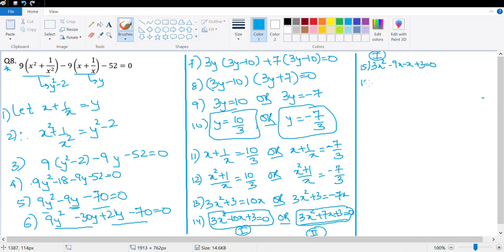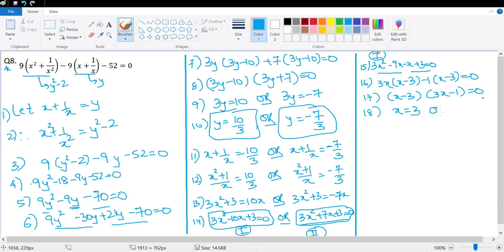Grouping it the way I've underlined, 3x times x minus 3 minus 1 times x minus 3 is equal to 0. This gives us x minus 3 times 3x minus 1 is equal to 0, which means x is equal to 3 or x is equal to 1 by 3. So we've got two solutions, x is equal to 3 and x is equal to 1 by 3.